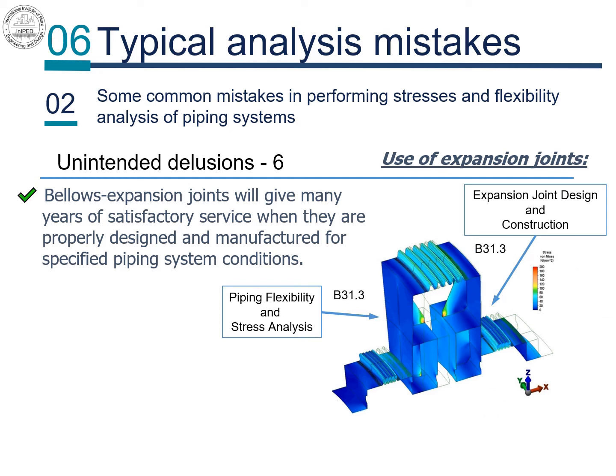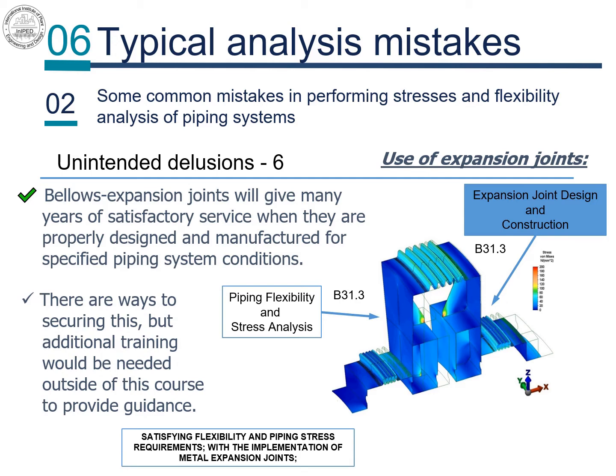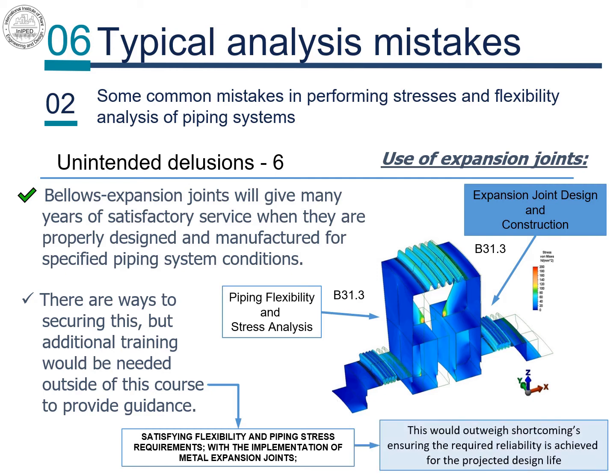So, we have the situation where knowledge related to the design and construction of expansion joints sits with expansion joint manufacturing companies, which are totally separate and often remote entities in the design process, which makes it even more difficult to combine their efforts. Securing this, which is explained in the additional course titled Satisfying Flexibility and Piping Stress Requirements, with the implementation of metal expansion joints, the rewards can be significant and the created final product would outweigh all shortcomings normally associated with expansion joints, ensuring the required reliability is achieved for the projected design life.